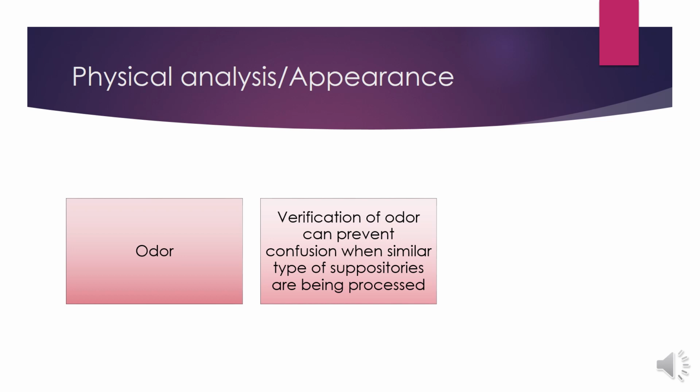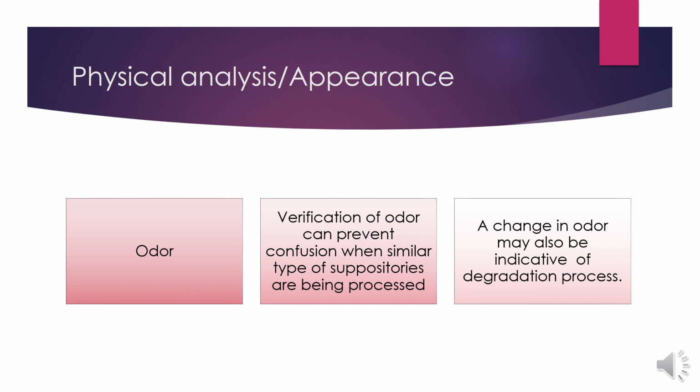So therefore it is important to check the odor, as that is going to distinguish your product from the other product that is being manufactured at the same time. Plus, odor is an important characteristic. It says a change in odor may also be indicative of a degradation process. It means if the odor of your product is not okay, the product is degrading. Either some sort of microbial growth has appeared or some sort of chemical degradation has occurred.